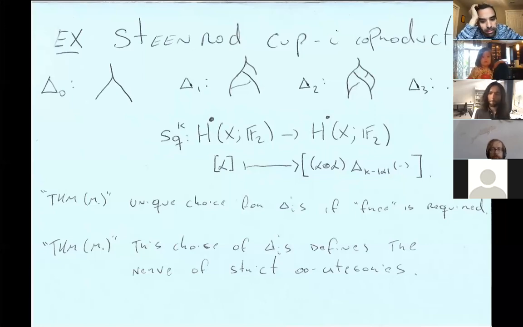Yeah. Can you say a little bit more about that? I don't know what the nerve of a strict infinity category means. Yeah, so that goes by the name of Street nerve.